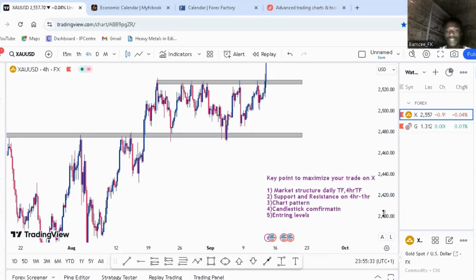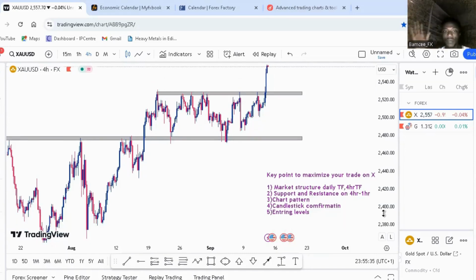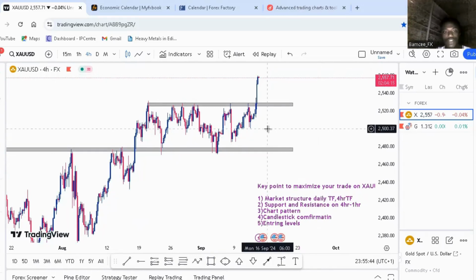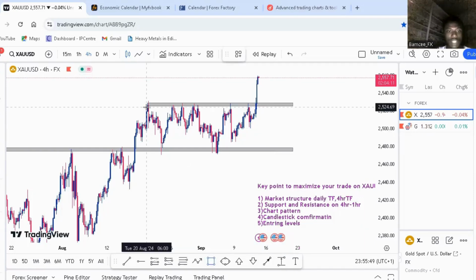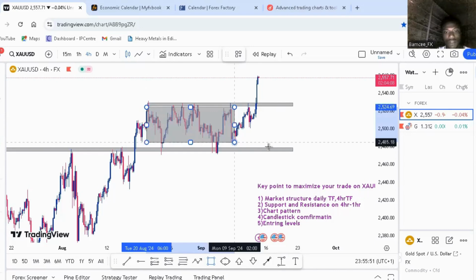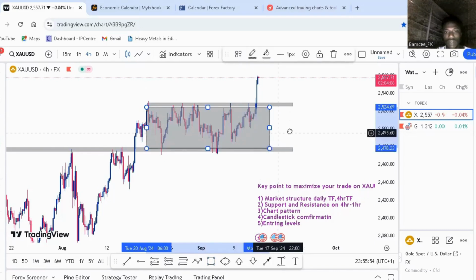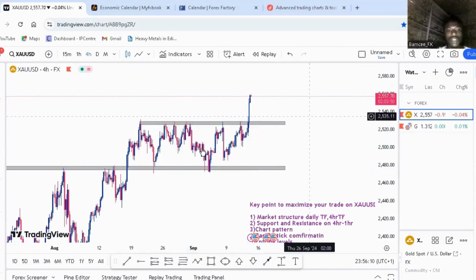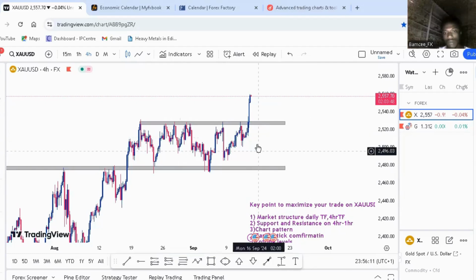All this analysis I'm still doing on the 4-hour time frame. I've not moved yet to 1 hour. Now if you pay close attention again, you understand that this market has been ranging from this particular zone. Gold has been ranging from this zone before the breakout this afternoon on the New York session. You see, it has been ranging, and you all know how to trade in a ranging market.